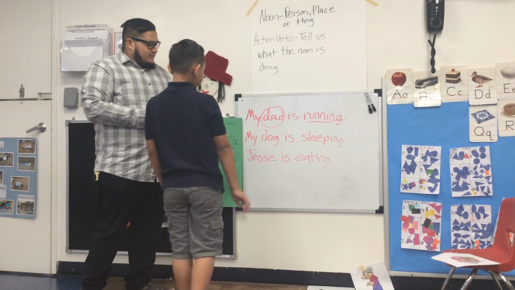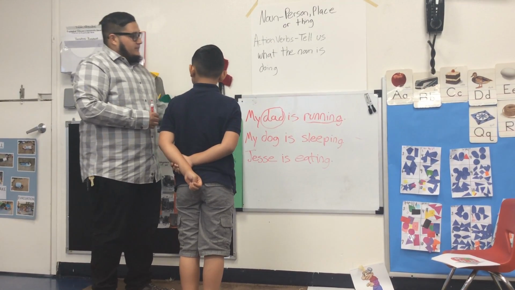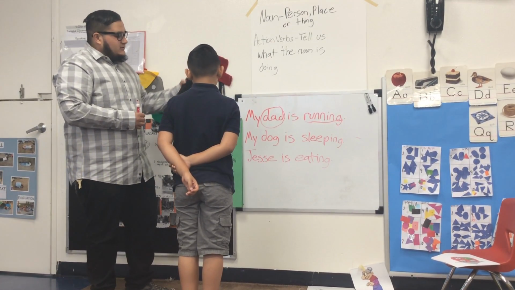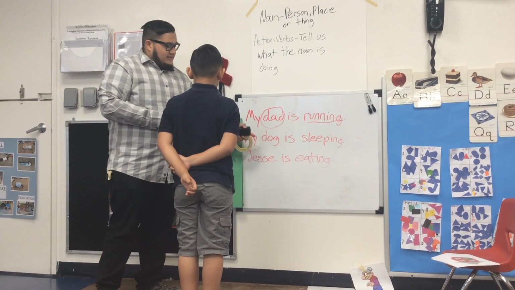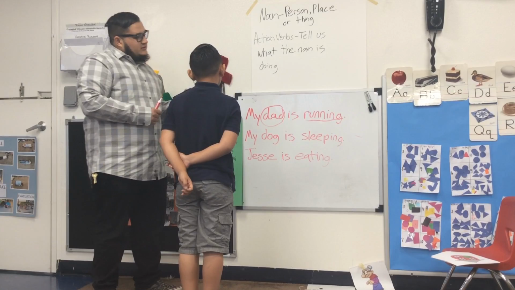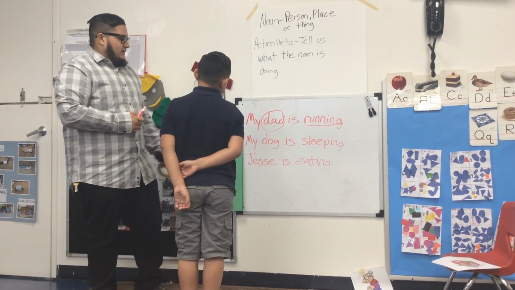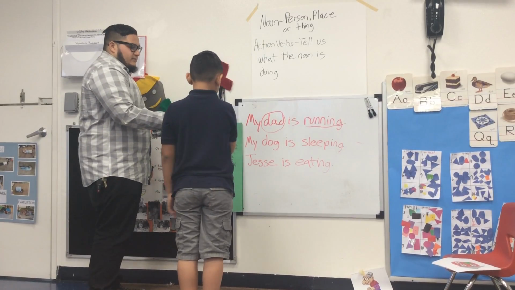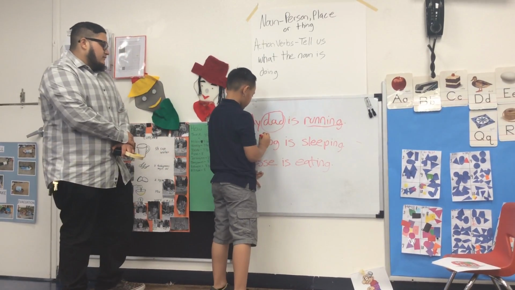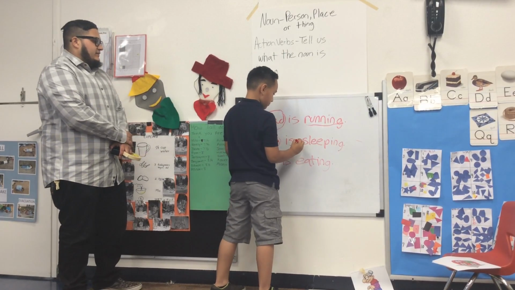Let's look at sentence number 2. My dog is sleeping. So based on what you know on nouns, what's the noun in this sentence? The dog. Good. And what is the dog doing in this sentence? He is sleeping. Good. Go ahead and circle the noun and underline the action verb.